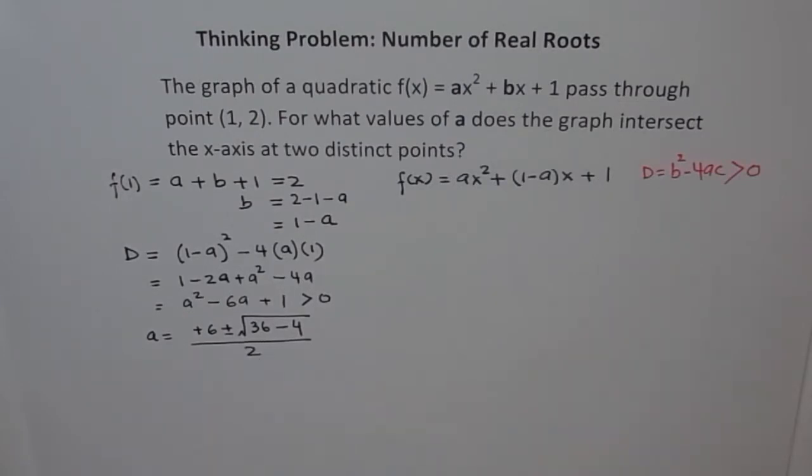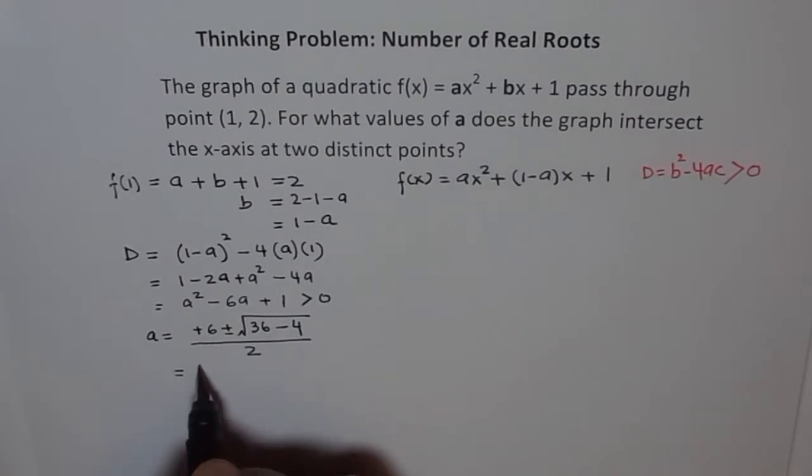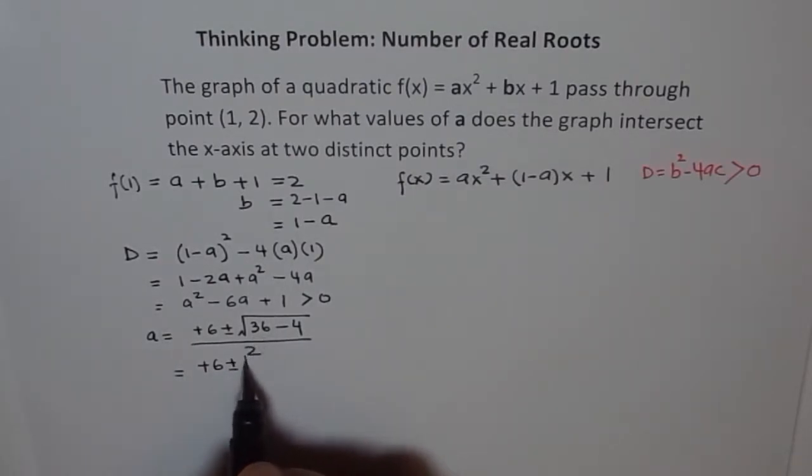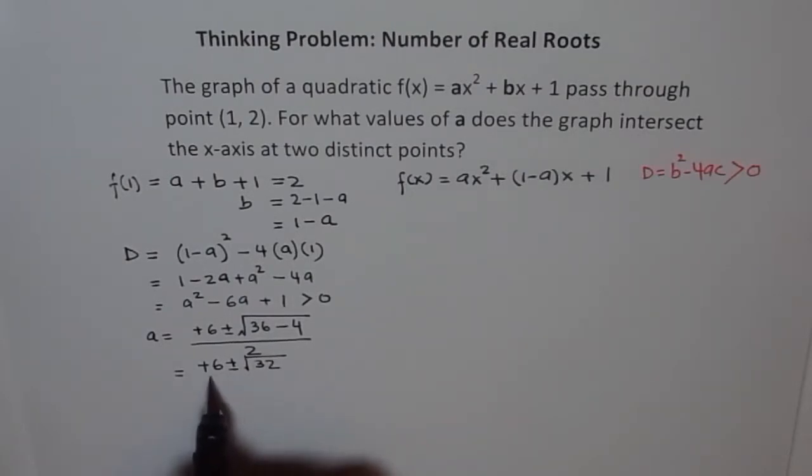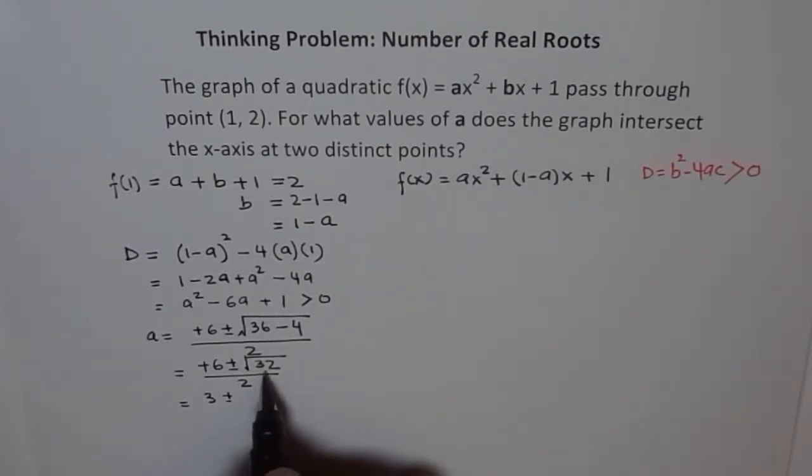Is it okay? Now this can be written as plus 6, no need to write plus in any case, I've just written it. Now 32 over 2, right? And this is equal to, I can divide this by 2 and I get 3 plus minus, and 32 can be written as 16 times 2, correct? So 16 is a perfect square of 4, so I'll bring 4 outside and then divide by 2, which will give me 2, right? Square root of 2.